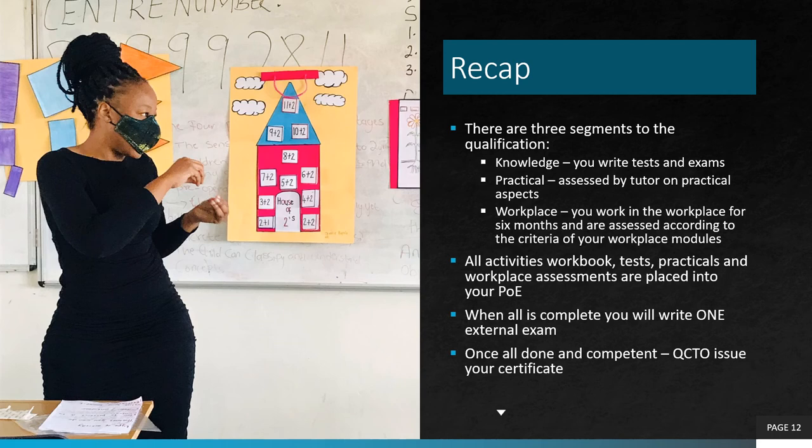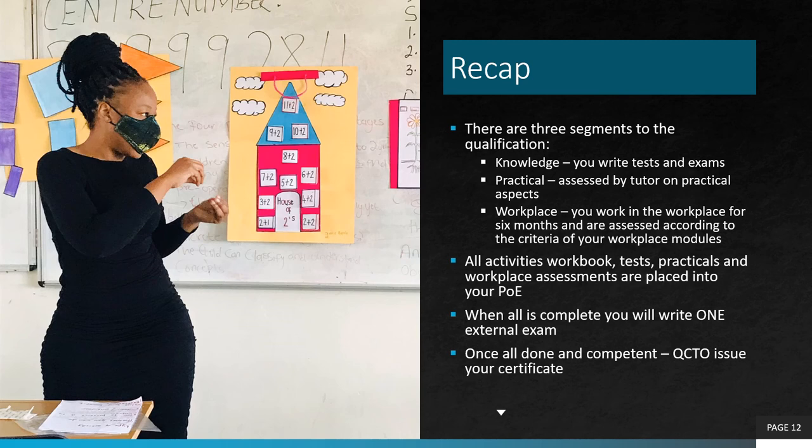Every single activity in your workbook must be completed. So everyone gets a workbook every single module. You have to make sure you do it. You have to ensure that it is marked. Every single person will write 7 tests at the end of each module. If you haven't written that test, you will not go on to the next level. For each practical, you have to have evidence of that practical task. And for each workplace assessment, you have to have evidence. And all those aspects will be placed into your portfolio of evidence.